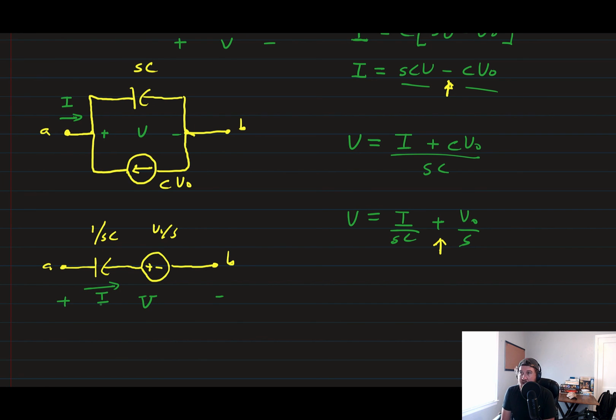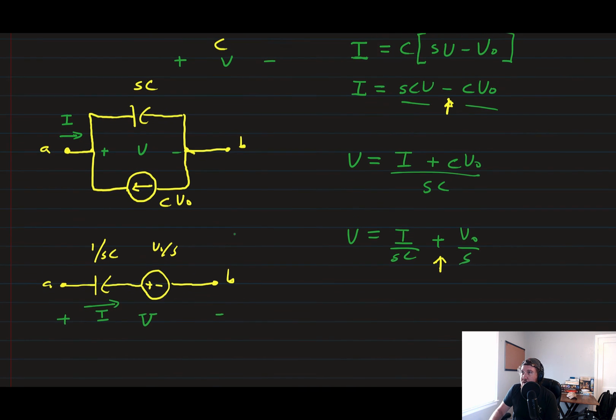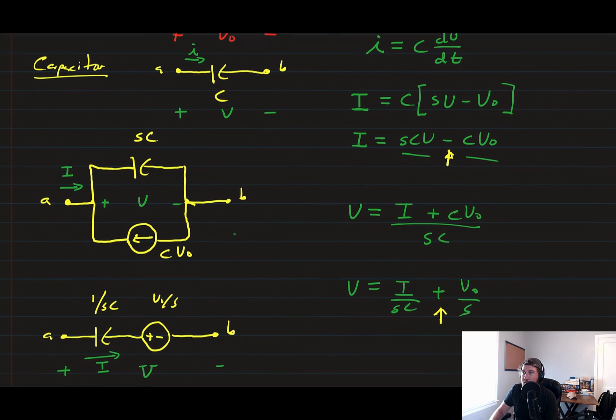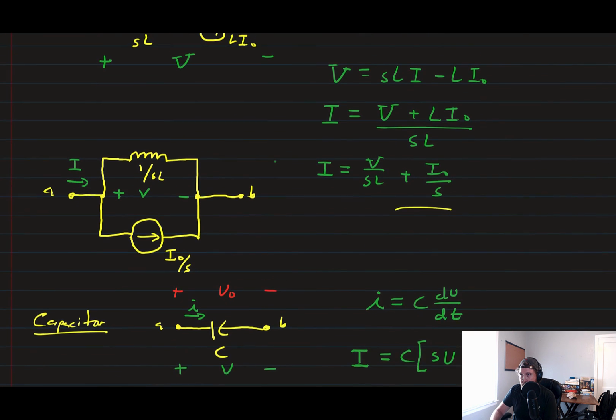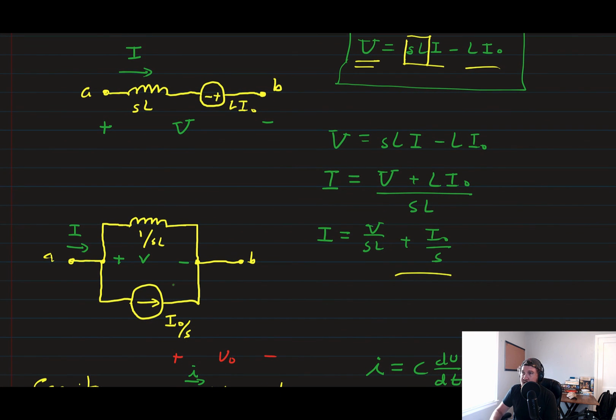So there we go. That is all there is to it for transforming circuit elements, the resistor, the inductor, and the capacitor, from their time domain models into their S domain models. And as you hopefully saw, it's not terribly complicated, but it does involve the inclusion of a new voltage or current source depending on which version of the transform you're doing.